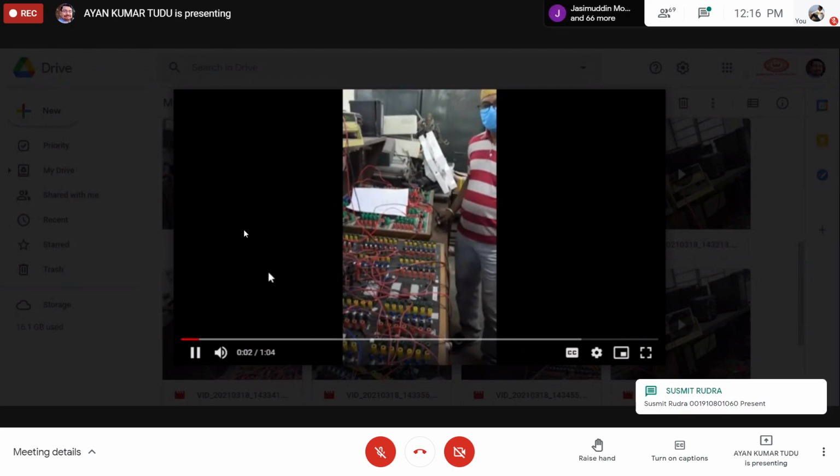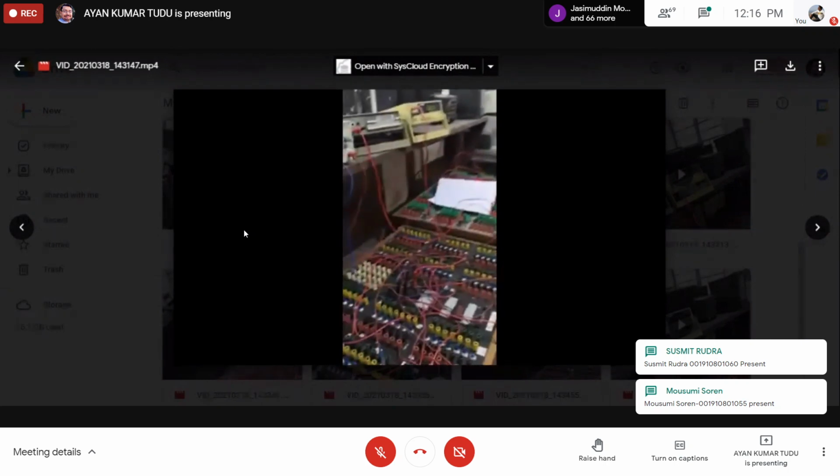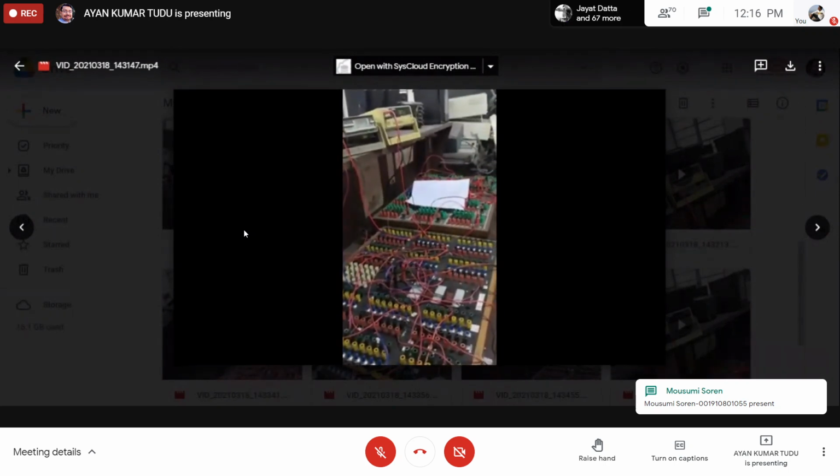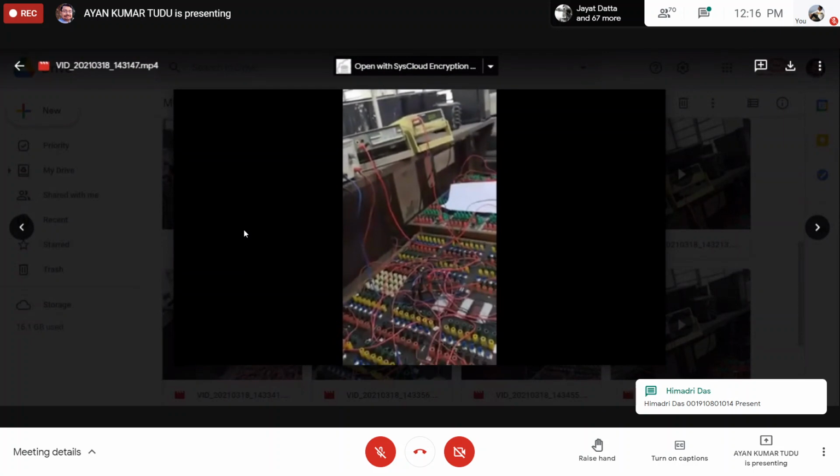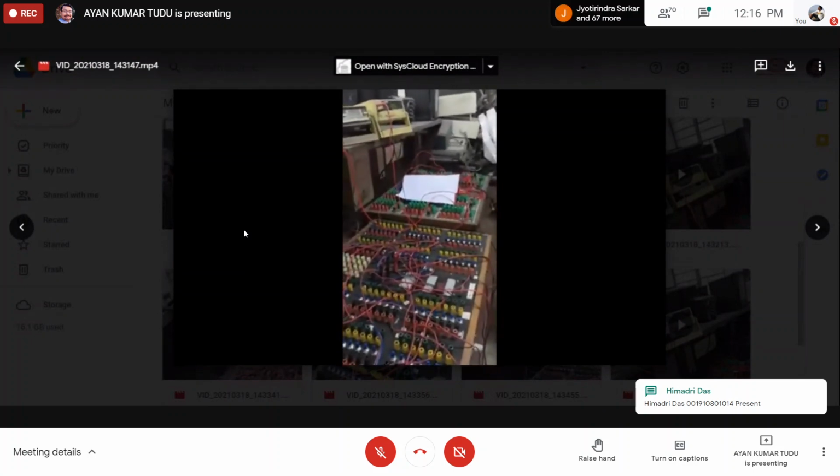We are first doing the single end feeding. As you can see, we are supplying 20 volts into the network.